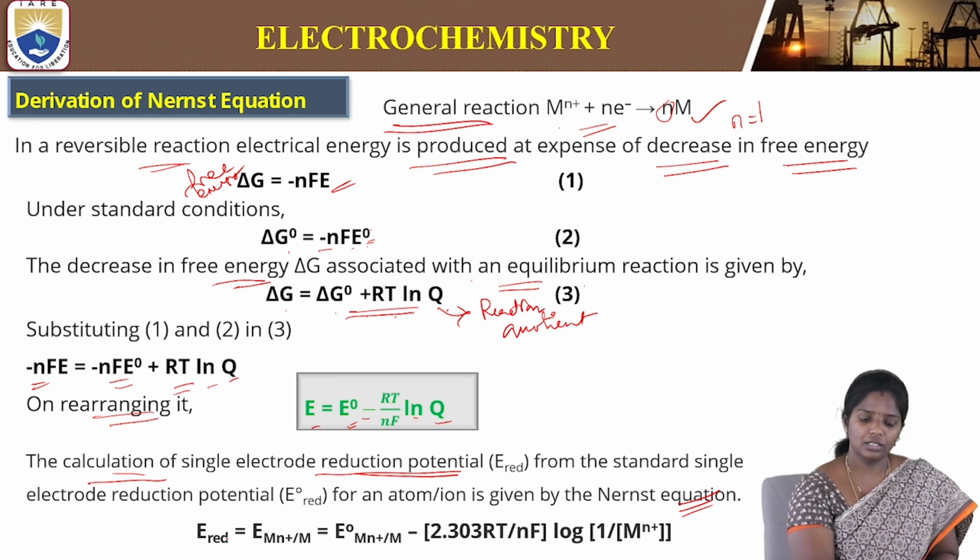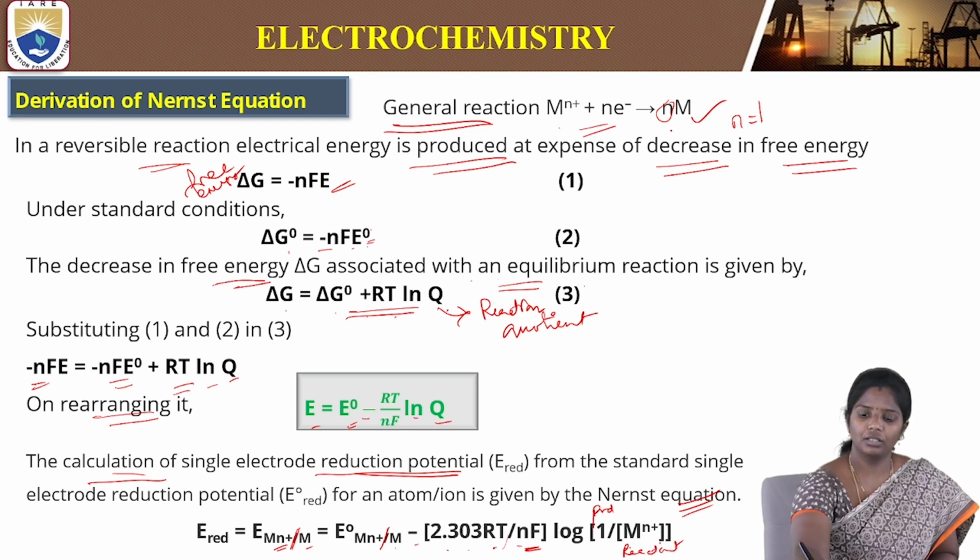So E reduction for Mn plus converted to M is equal to E naught for Mn plus converted to M minus 2.303 RT by NF log 1 by Mn plus. So this is the product, this is the reactant, and 1 is nothing but the coefficient, as n is equal to 1.